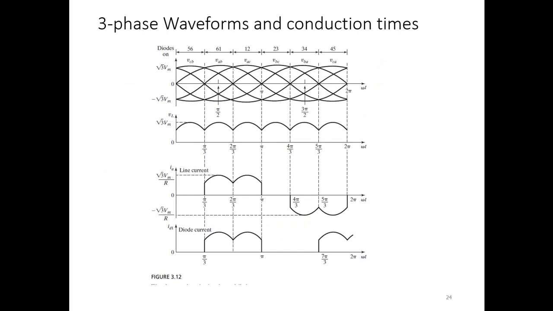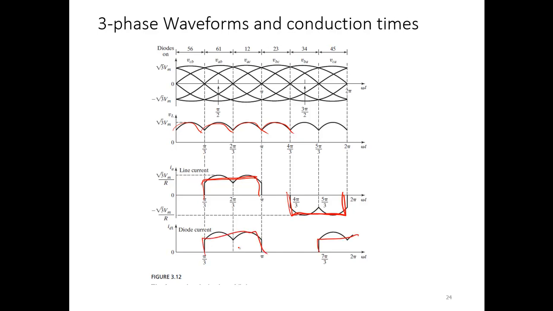Now this is the waveform. You can see that this is the output voltage, and then the line current. Each line current, if you say it is ripple free, will look like this. This will be the ripple free.